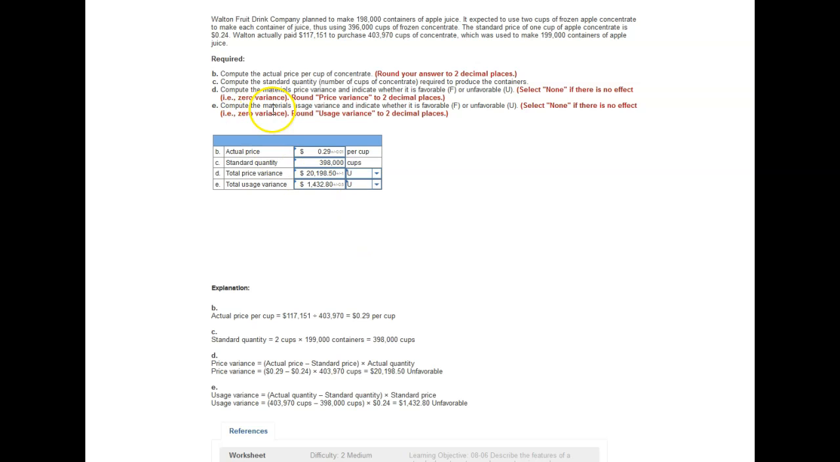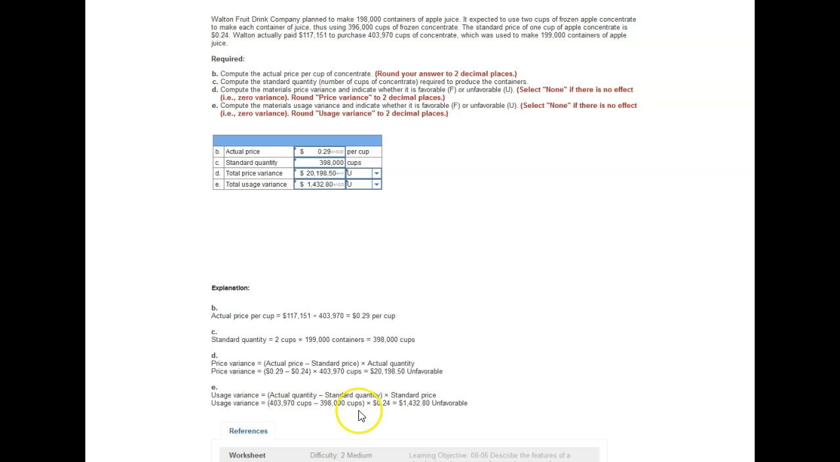Part E, compute the materials usage variance, what they used. The variance is right here. Let's see how we compute it. So here's the formula and the computation. It's going to be the actual quantity used, and right here, that's what they purchased and used. They used all of it. Actual quantity purchased minus what they should have used. Here's the standard quantity right here. We already computed it. They should have used 398. They used 403. You can see we used more than we should have, than the standard called for.